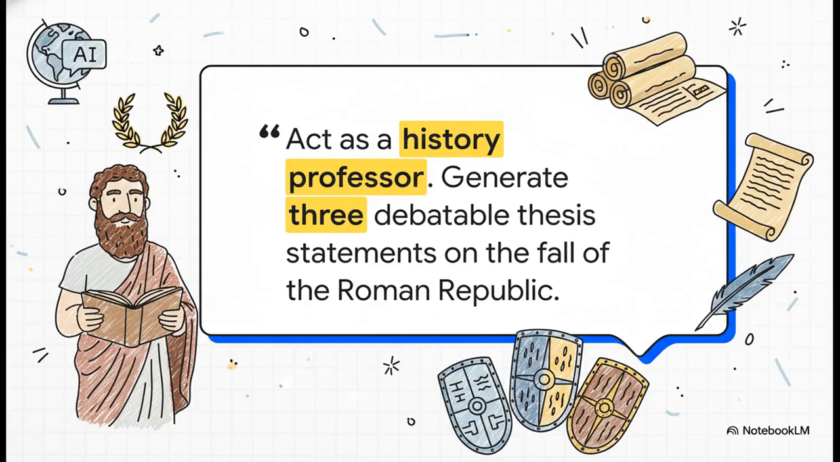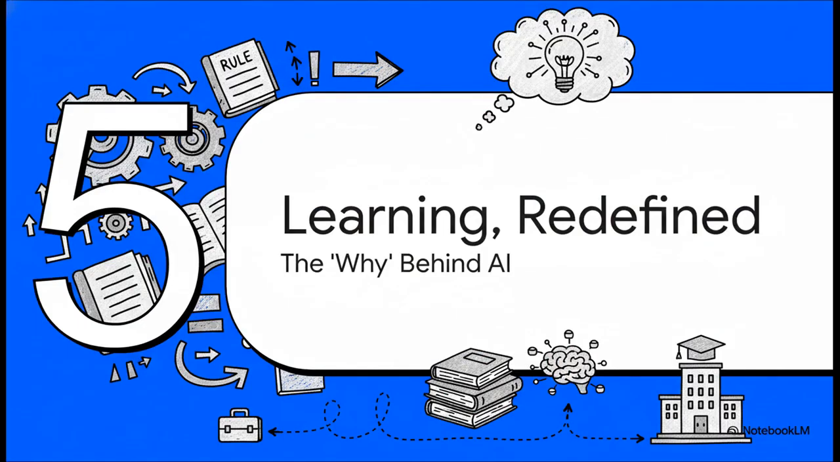Second, it gives specific context. It's for a 10-page paper on the economic factors leading to the fall of the Republic. And finally, it defines the exact output you want: 3 distinct, debatable thesis statements. See the difference? You're not just vaguely asking for help, you're directing a specialist to do a very specific job for you.